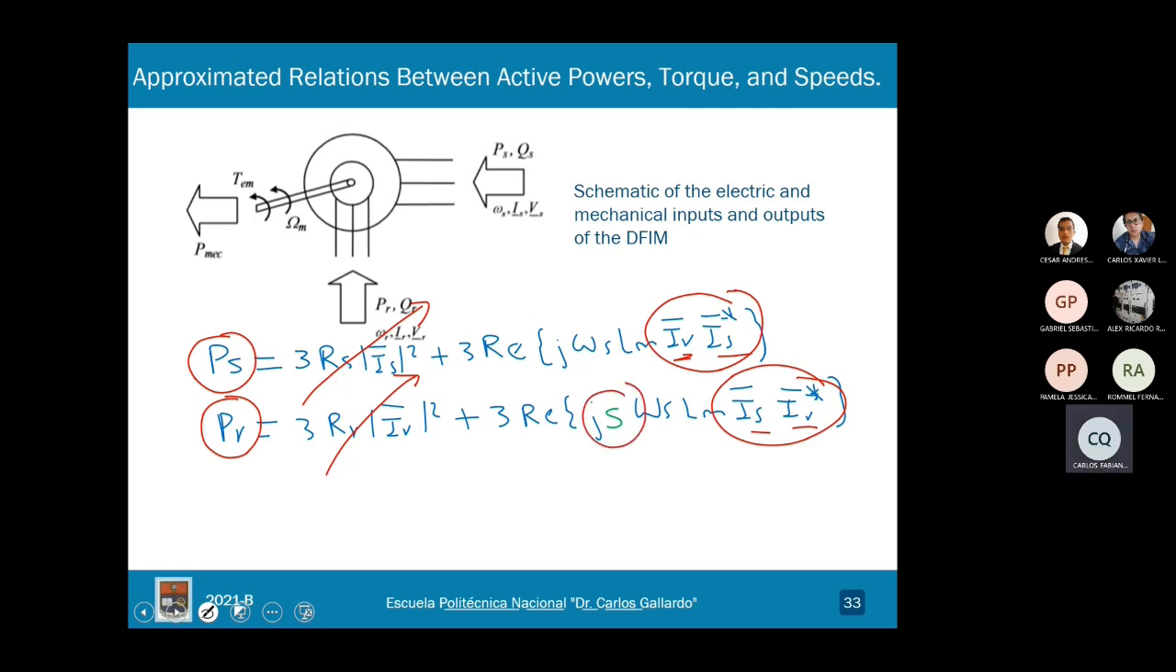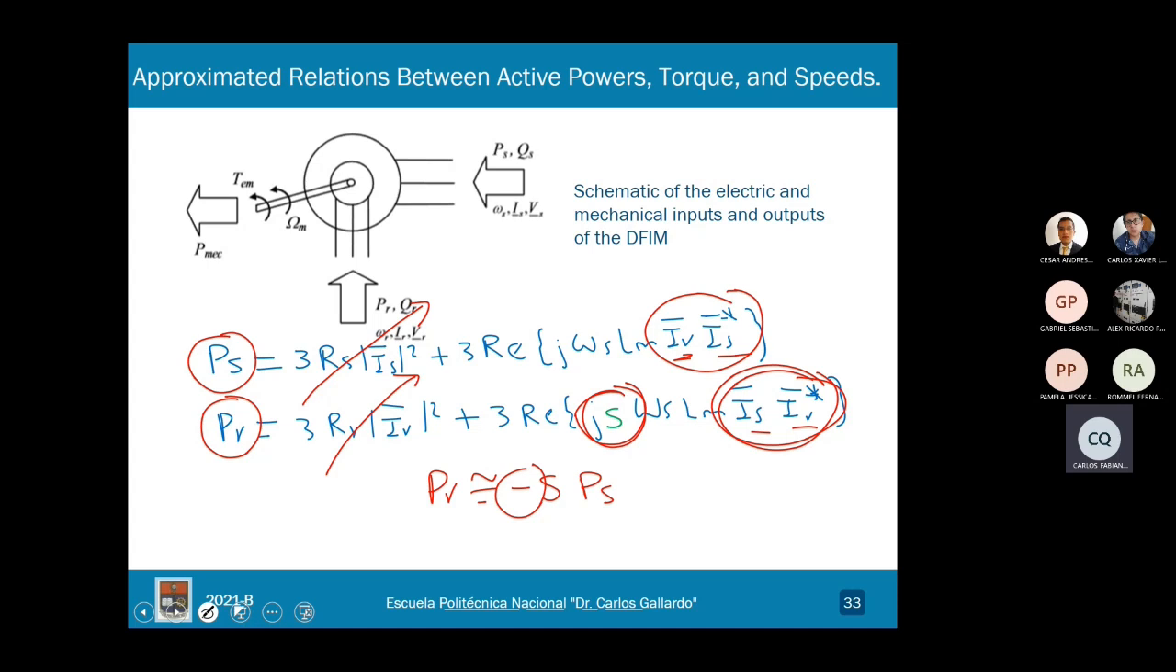Therefore, the rotor active power, neglecting the copper power losses in the stator and rotor, is approximately equal to the slip times the stator active power, because I have only two differences: the first one is the slip and the second one is the sign. So I will have this approximation.